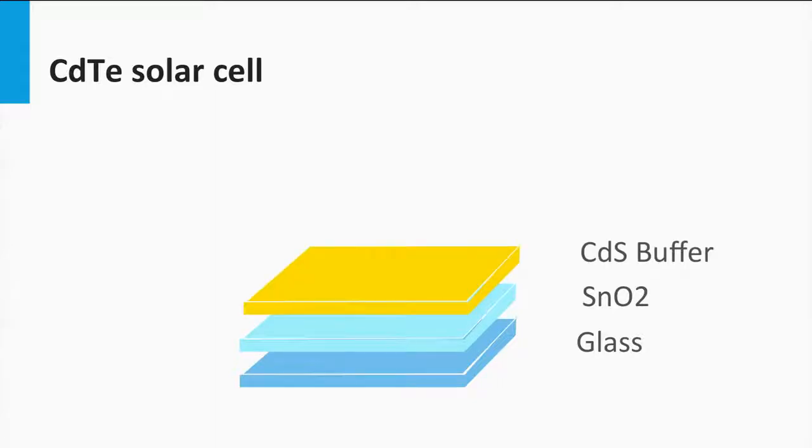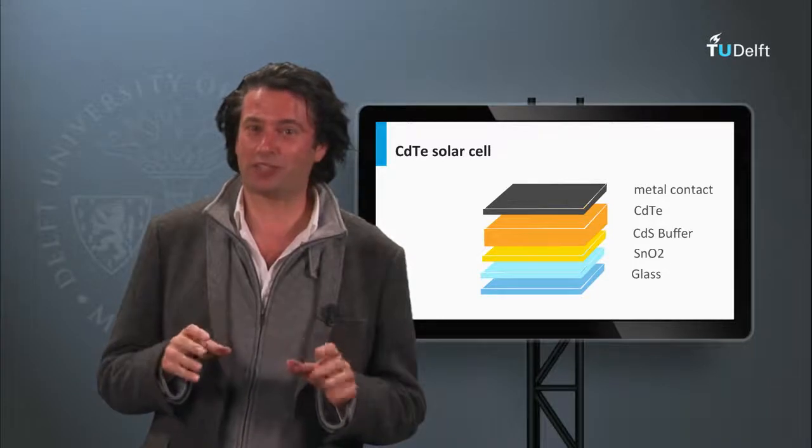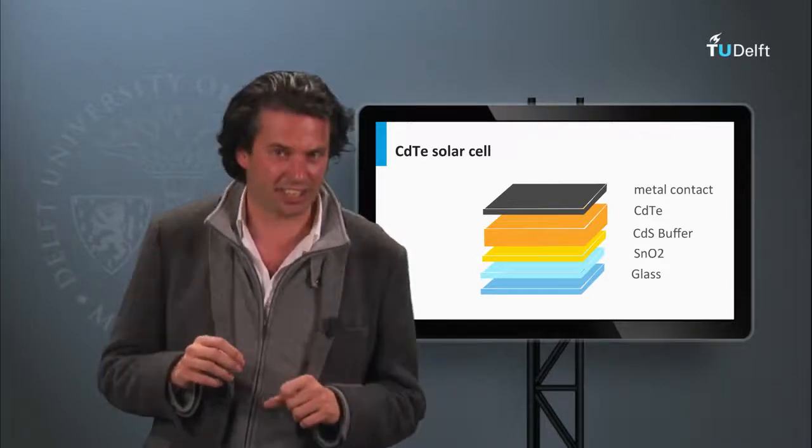On top of that, the N layer is deposited, which is a cadmium sulfide layer, similar to the N buffer layer in CIGS solar cells. On top of that, a P-type cadmium telluride absorber layer is deposited with typical thicknesses of a few microns. Making a good back contact on cadmium telluride is rather challenging.